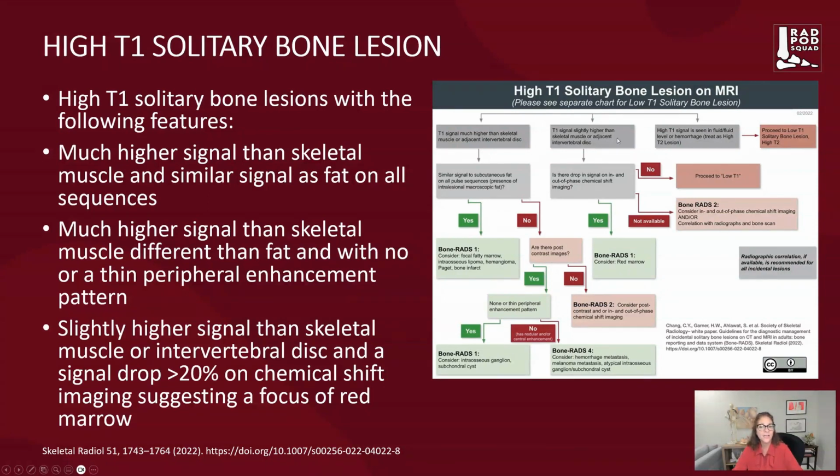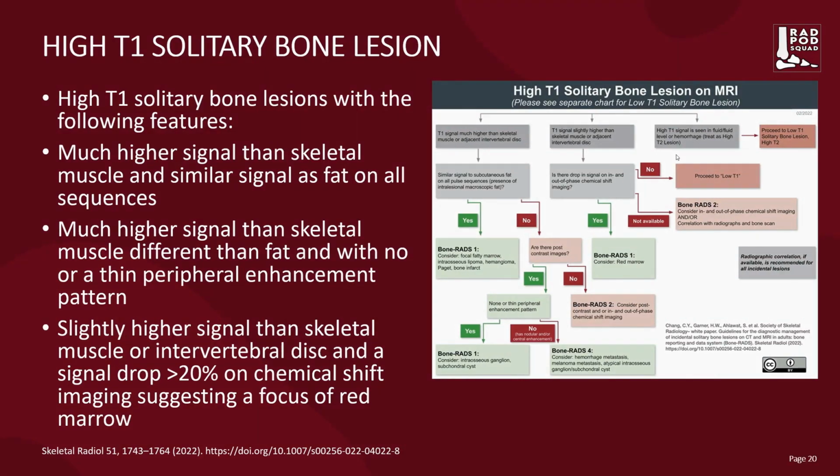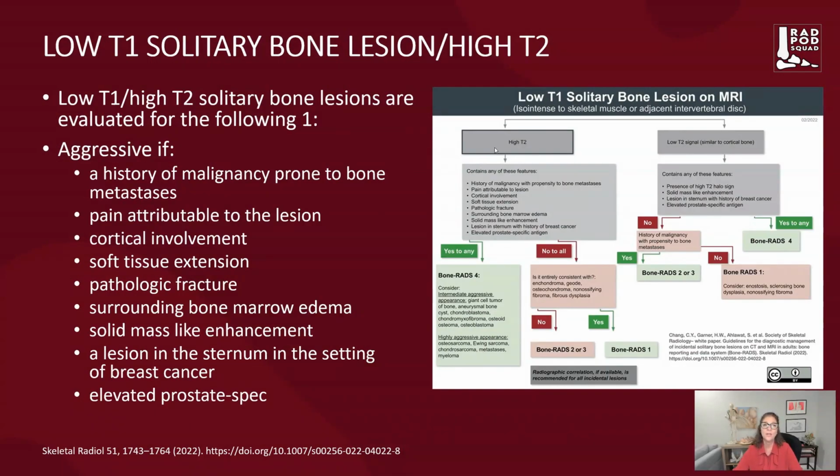Alternatively, is it higher than the signal intensity of muscle, and is there dropout on chemical shift imaging? That can help us determine whether there's red marrow, and that is something that we see in Bone RADS 1. If that's not available, we'll need to either do an in and out of phase exam, bringing them back for that, or we'll do a correlation with radiograph and bone scan. If the lesion is high on T1 and is seen to have a fluid level, this is concerning, and we need to proceed to understand that. We'll be looking at a chart that has to do with T2 images on the next slide. And this is the category we're worried about for malignancy, low T1 and high T2.